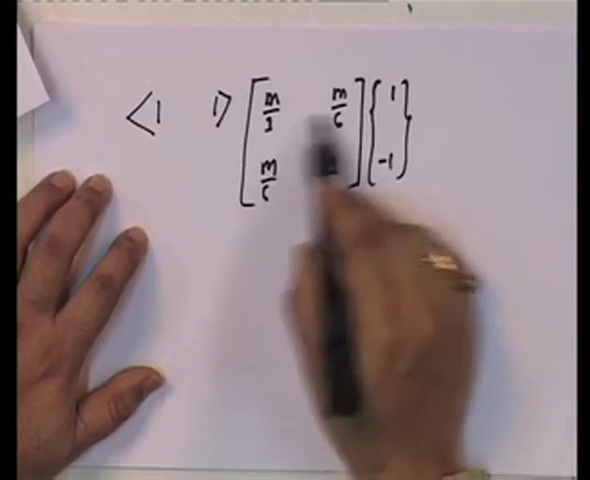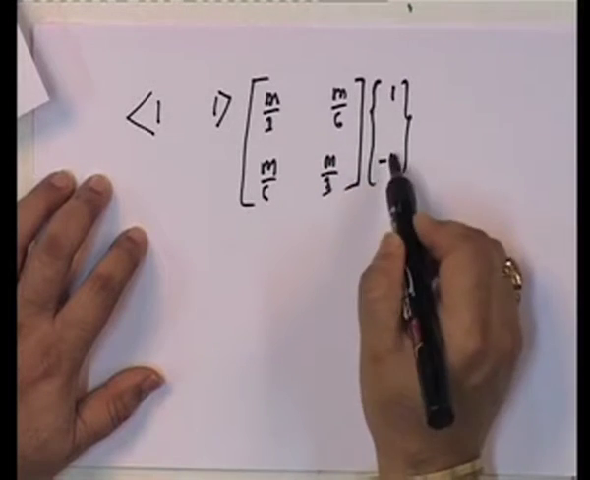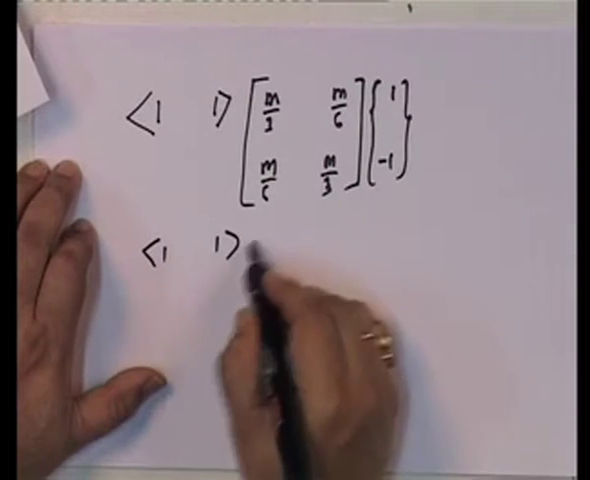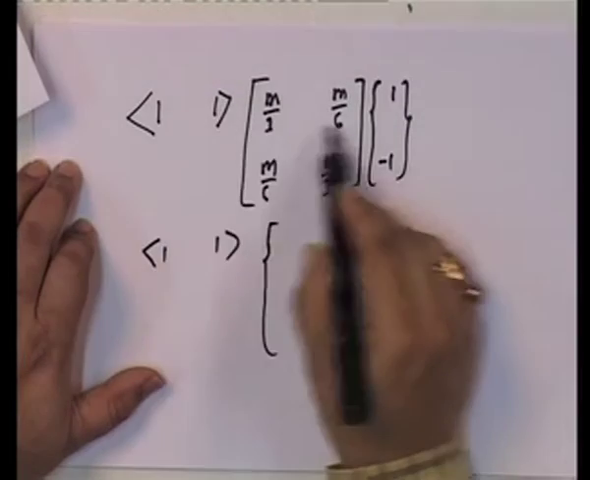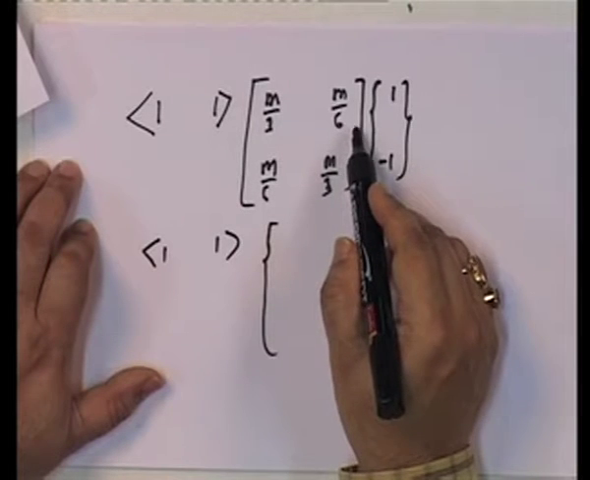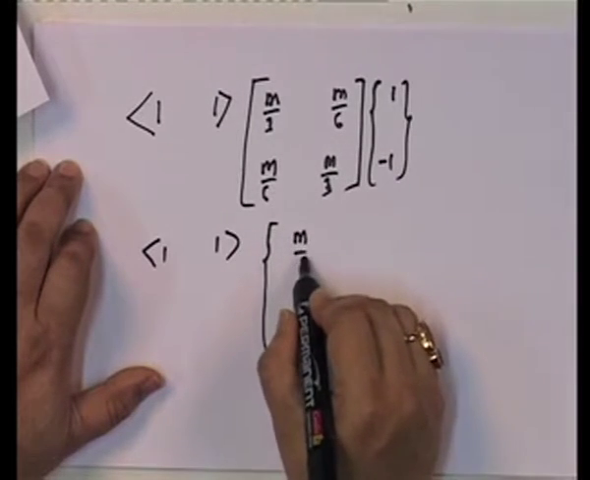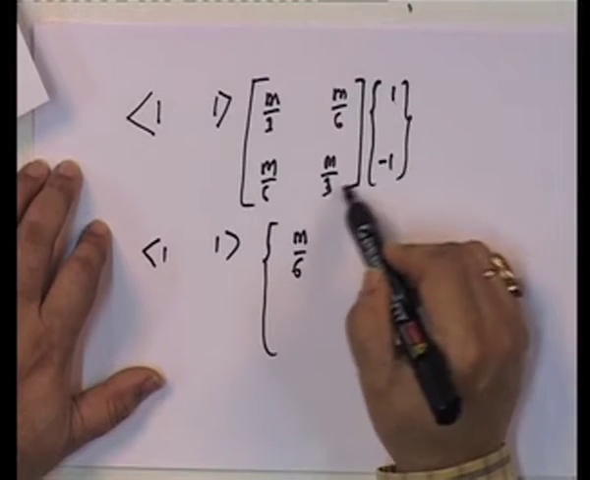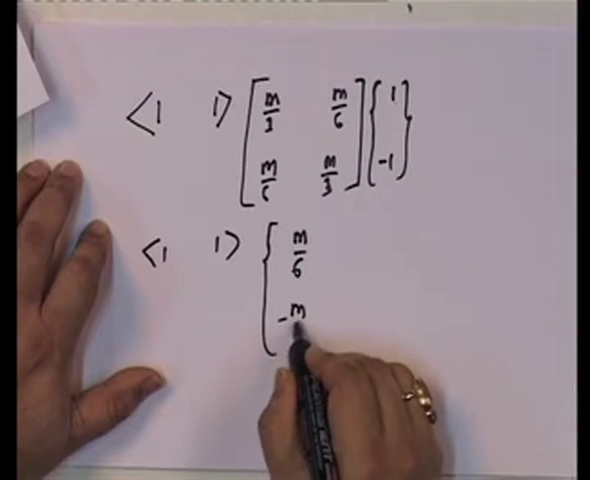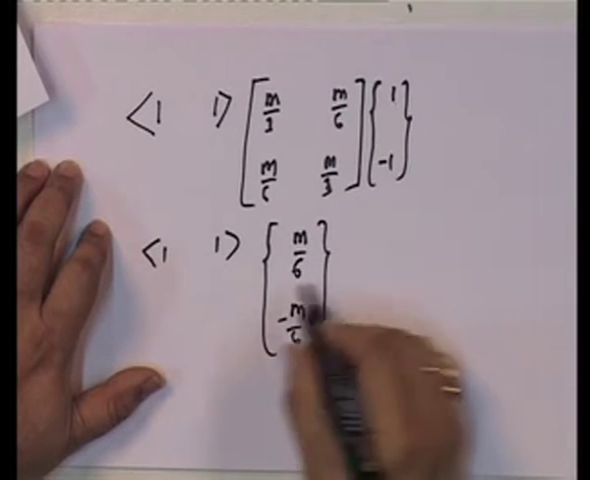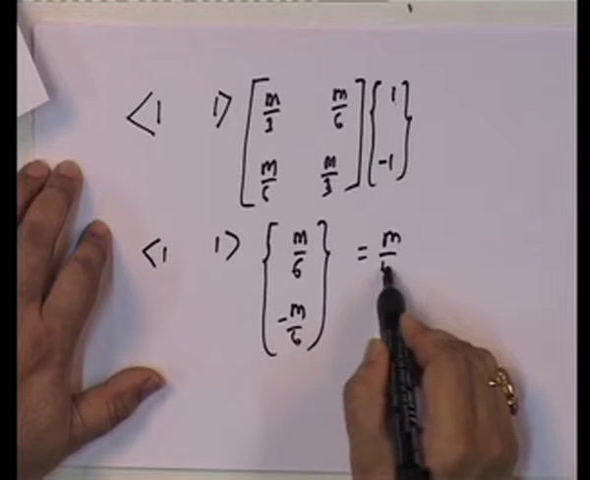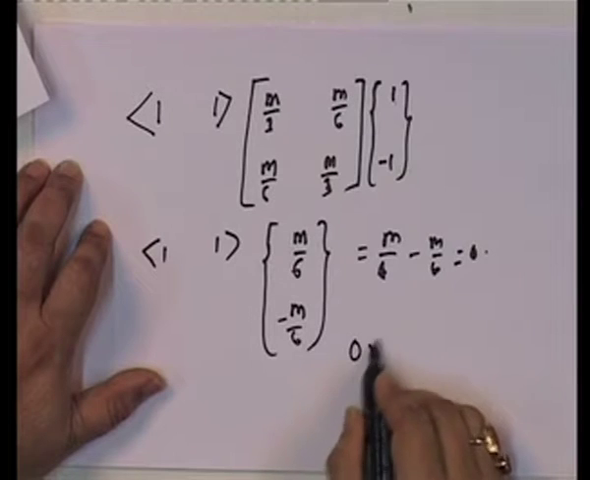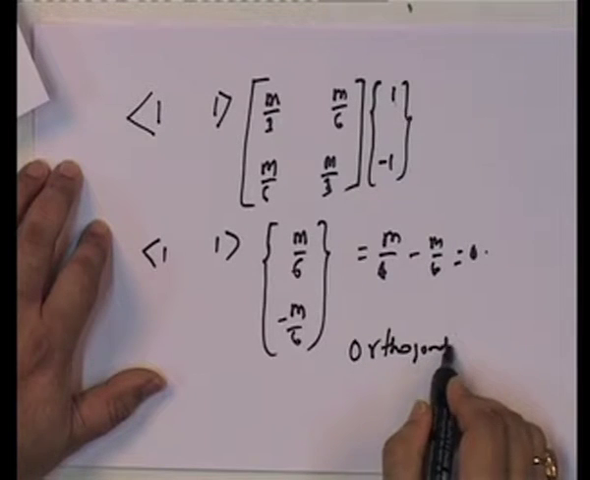Let me do this first. It is m by 3 minus m by 6, so this becomes 1, 1, and m by 3 minus m by 6 is what? m by 6. So this becomes m by 6. Similarly, this is m by 6 minus m by 3, so this becomes minus m by 6. If you do this, it becomes m by 6 minus m by 6, which is 0. So orthogonality is obtained.